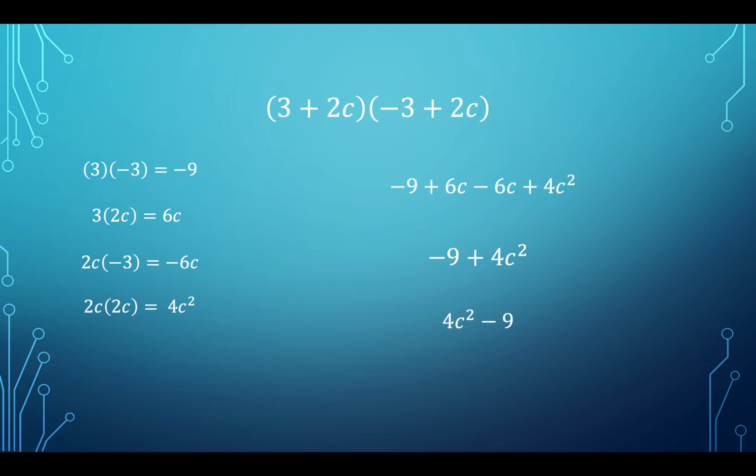And then I took it one step further and I just went around and switched because in theory you're supposed to have the variables first. So standard form, 4c squared minus 9. I'll take either of these answers.